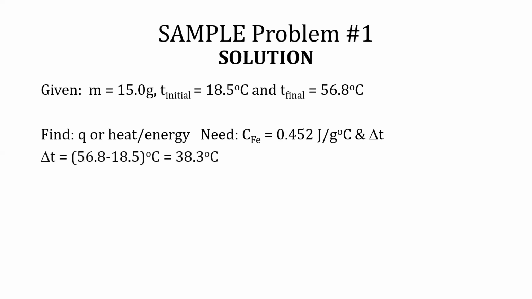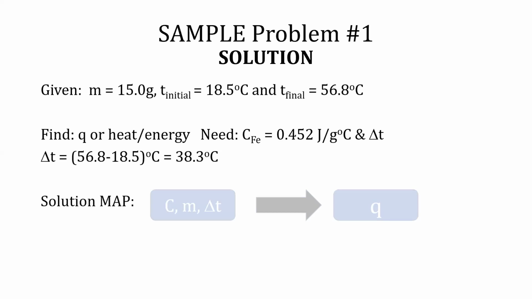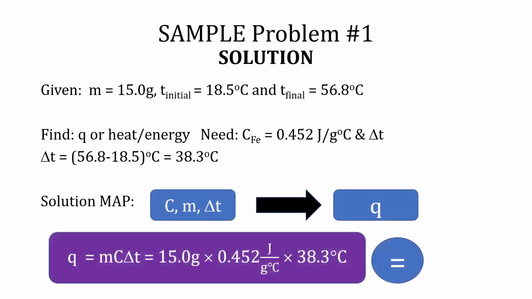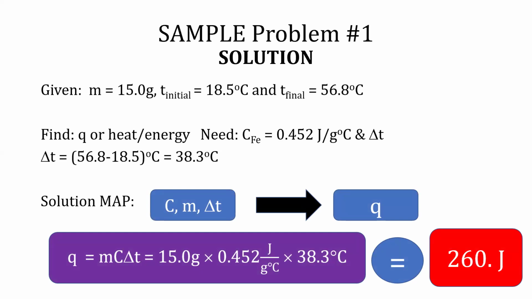Delta T equals 38.3 degrees Celsius. The solution map is C, m, and delta T, and next is Q. After plugging in the numbers in the equation, Q equals 260 joules, and it has 3 significant figures in its answer.